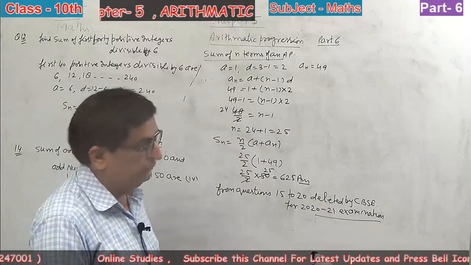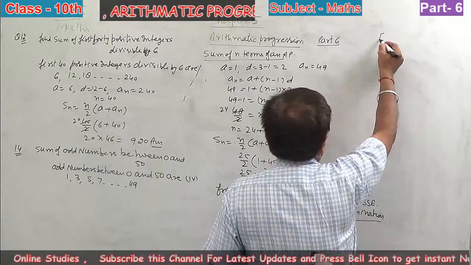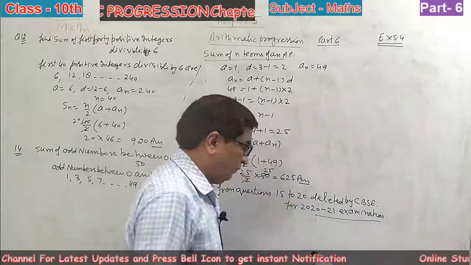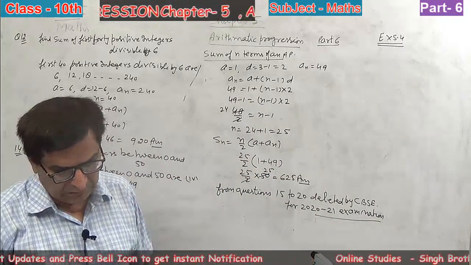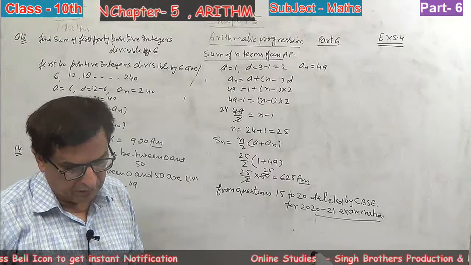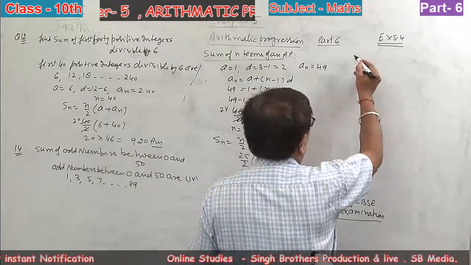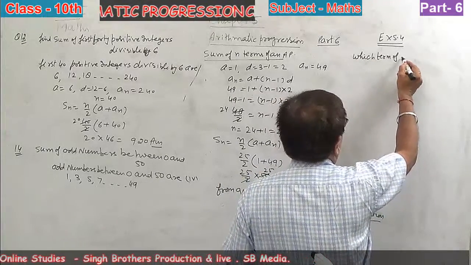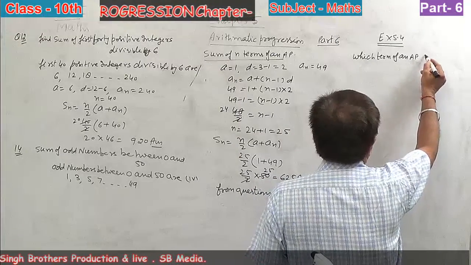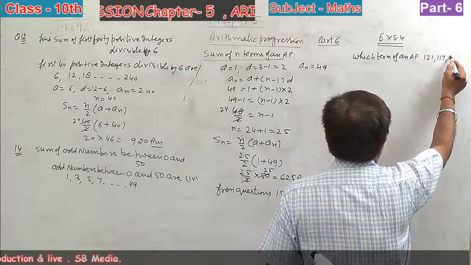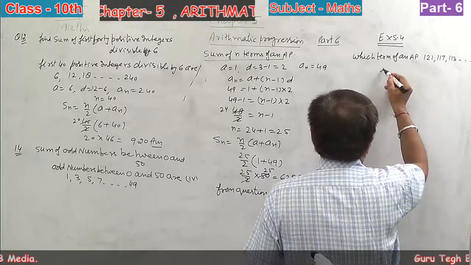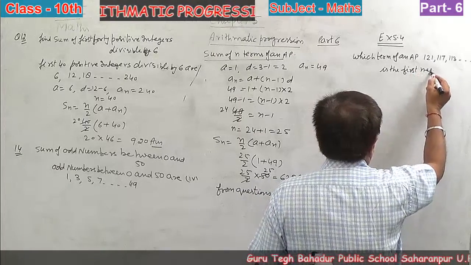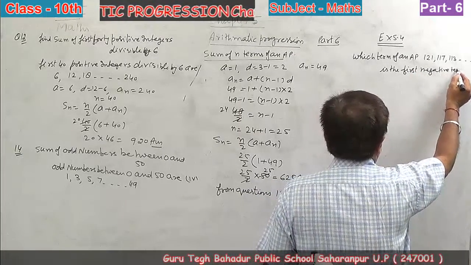Now come to exercise 5.4. Exercise 5.4. Which term of the AP 121, 117, 113 and so on is the first negative term?